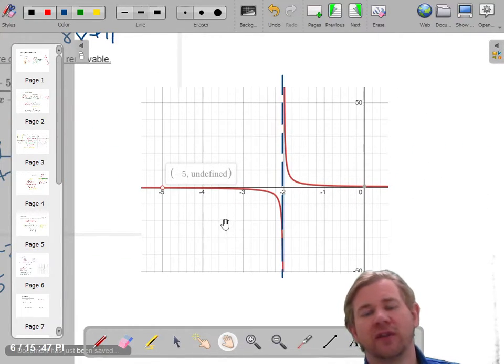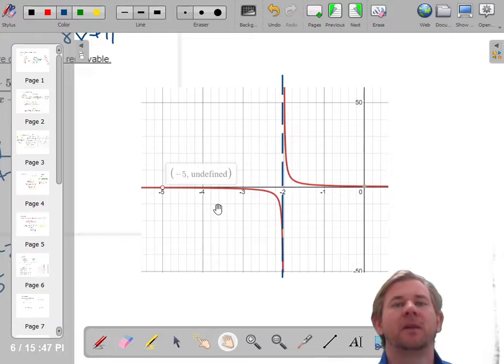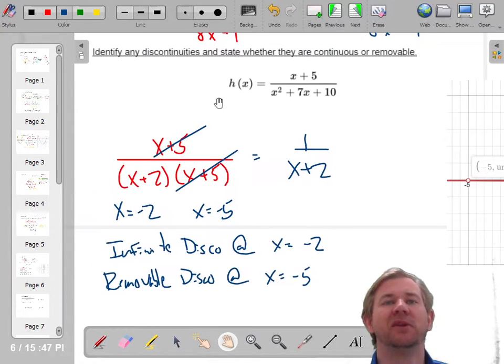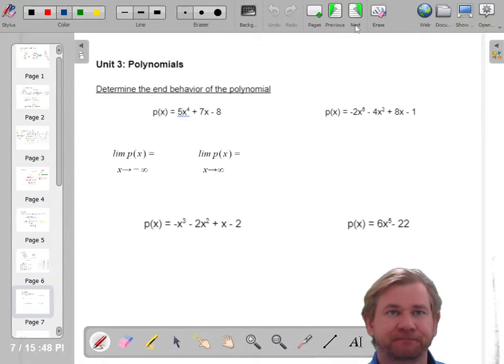And if you don't know to look for that, you're probably not going to find it. So that's the tricky one. That's called a removable discontinuity, and it's removed, and the way I think about it is like the factor got canceled out, so it's gone.